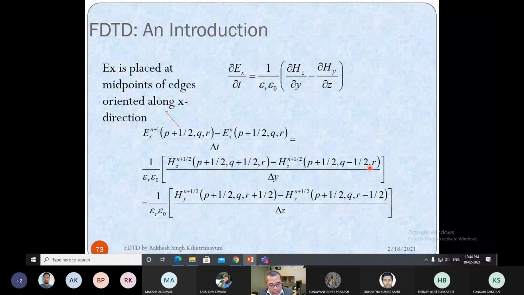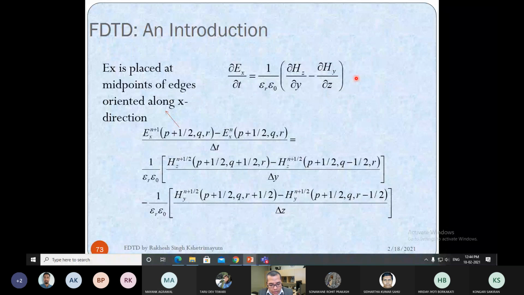Similarly, you can write down the FDTD discretization of del Hy by del z here. It's a partial derivative with respect to z, and Hy is a magnetic field. So what are the remaining variables for Hy? Y here, so x and z.